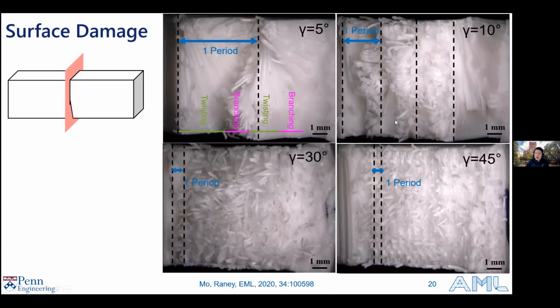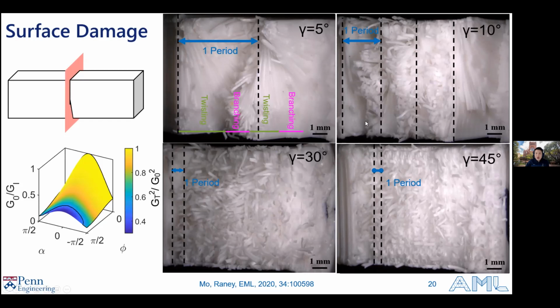It's also very obvious in the 10-degree cases. You can see these twisting, branching modes. So you can see that our model actually very well predicted. At the beginning you have these large twisting, and then it goes into branching, and then eventually after one period it goes back to twisting and branching again.